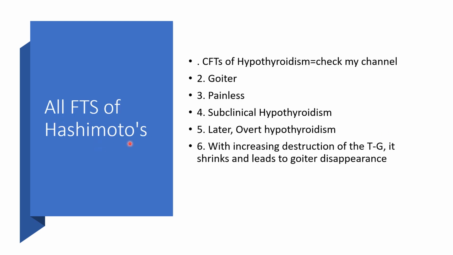All features of Hashimoto's thyroiditis will be found here, and all clinical features of hypothyroidism will be found here. So you can pause and rewind and go through the signs and symptoms of hypothyroidism. So goiter, painless, subclinical hypothyroidism, later on becoming overt hypothyroidism, all will be found in Hashimoto's thyroiditis with increasing distortion of the thyroid gland. The thyroid gland will shrink, then the goiter will disappear. All will be found in Hashimoto's.